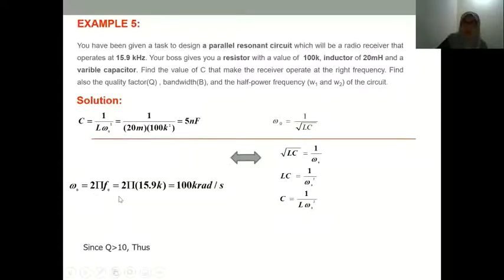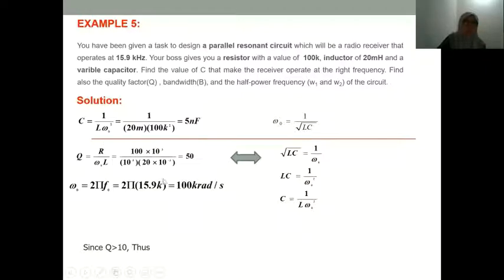The formula given to you is omega naught, which is equivalent to 1 over the square root of LC. So you just convert into radian per second. From here you get 100 kilo radian per second. Then using this formula, since we already know the inductor value, you will get the capacitor is equivalent to 5 nanofarad.